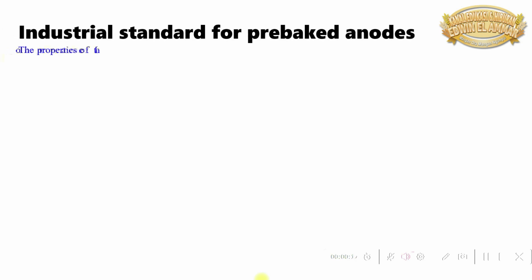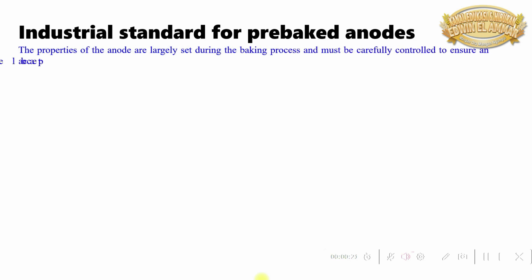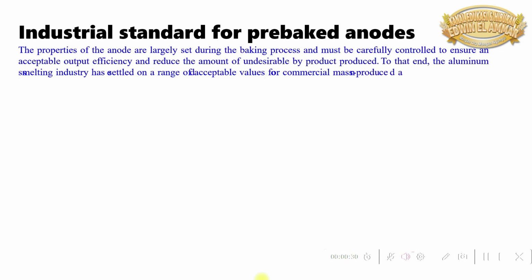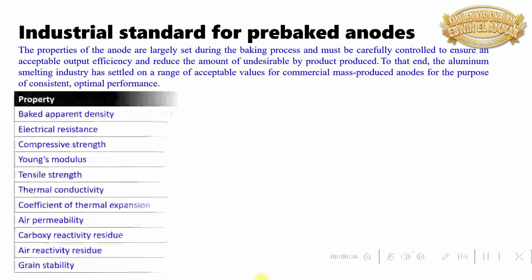The properties of the anode are largely set during the baking process and must be carefully controlled to ensure an acceptable output efficiency and reduce the amount of undesirable byproduct produced. To that end, the aluminum smelting industry has settled on a range of acceptable values for commercial mass-produced anodes for the purpose of consistent, optimal performance.